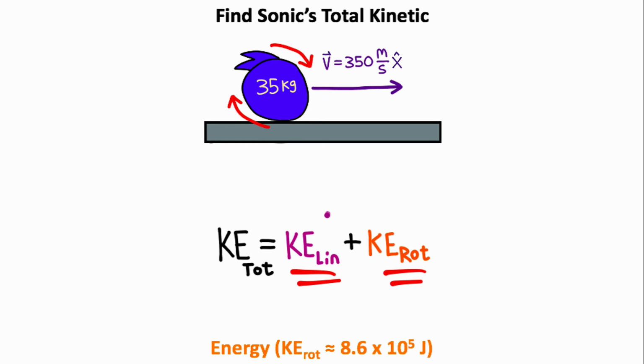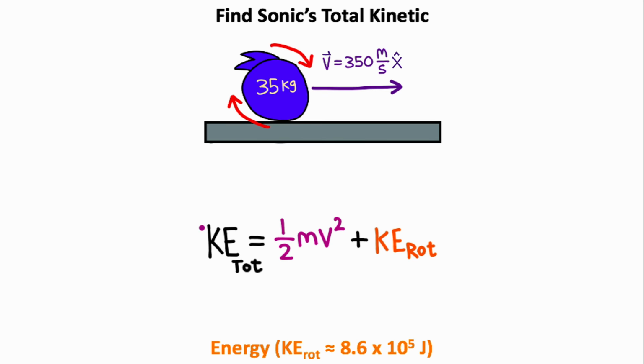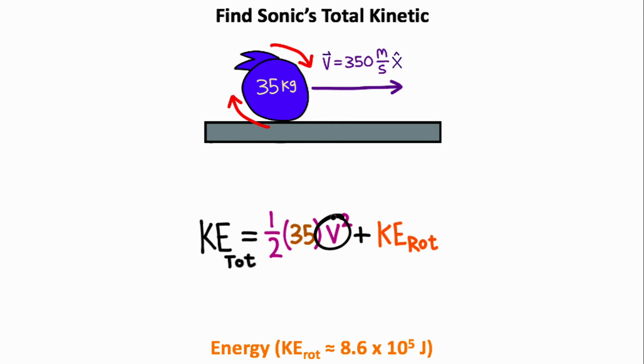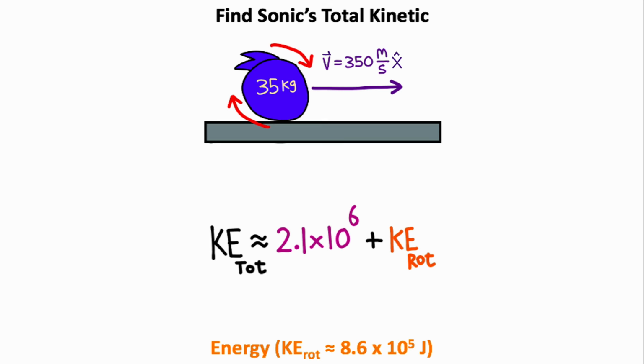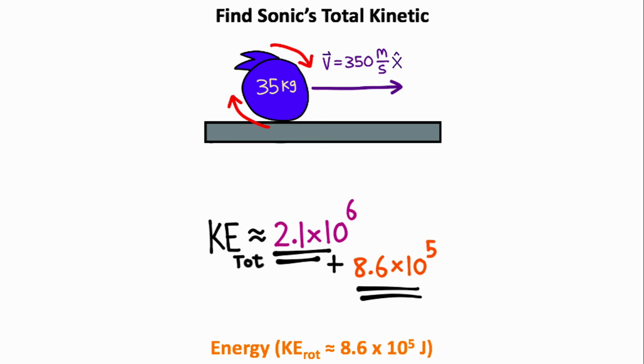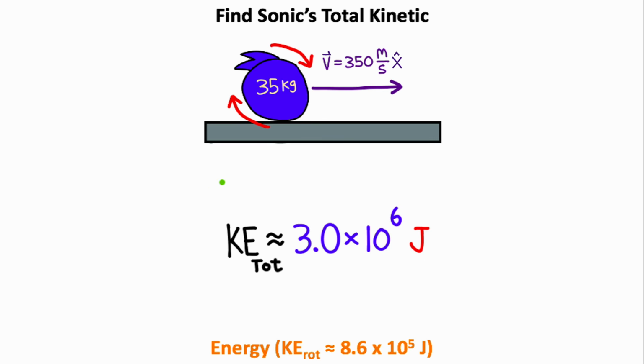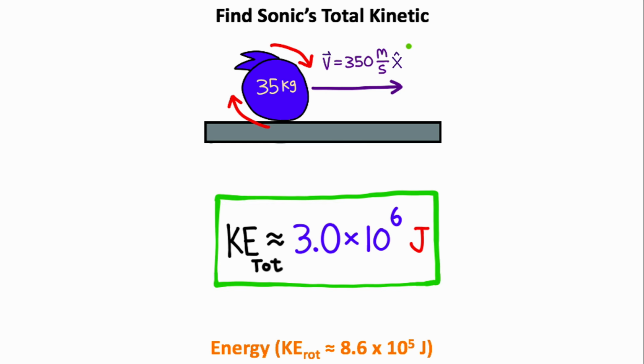The physics equation for linear kinetic energy is 1/2 mass times velocity squared. Sonic's mass is 35 kilograms, and his linear velocity is 350 meters per second. So we have 1/2 times 35 times 350 squared, which on a calculator is approximately 2.1 million. The approximate value for the rotational kinetic energy is given to us in the problem. So we have 2.1 times 10 to the 6th plus 8.6 times 10 to the 5th. If you add these two numbers on a calculator, you should get approximately 3 million. So Sonic's total kinetic energy is about 3 million joules.